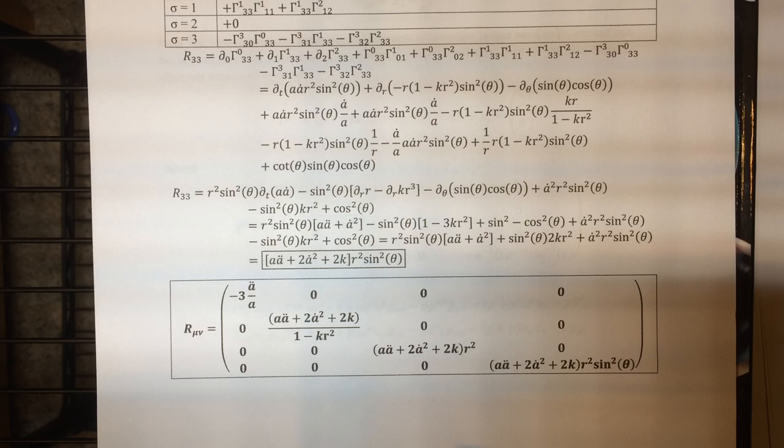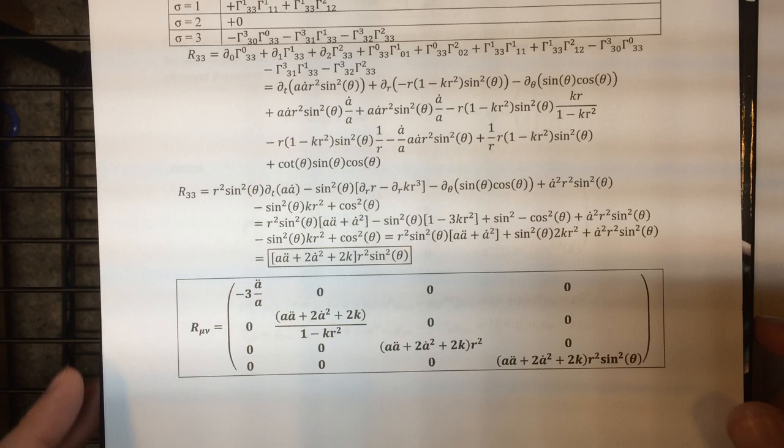All the other terms in the Ricci curvature tensor evaluate to zero pretty trivially. You can check that yourself. I'm not going to write all that out. I wrote out the less trivial ones that don't end up being zero. Okay, so that is the Ricci curvature tensor.